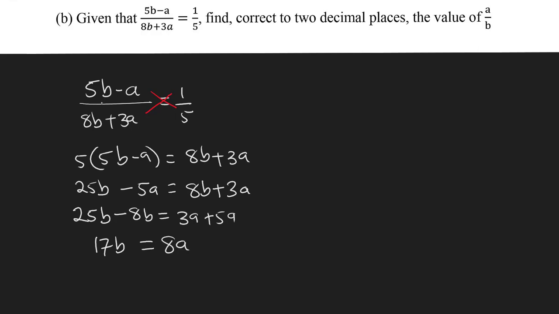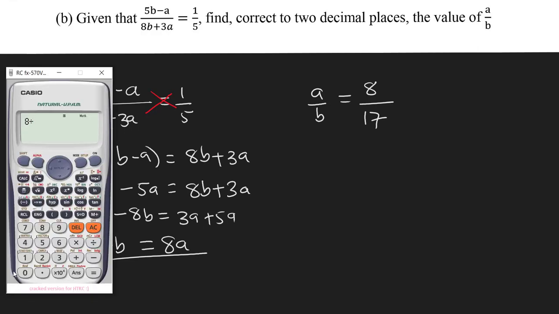Are we there? Now remember that the question says we should find the value of a over b. Going back to our solution, we find the coefficient of a, that is the multiplier of a, and the coefficient of a is 8. So that will be our a, 8 all over. What's the coefficient of b? That is the number multiplying b, which is 17. So a over b is 8 divided by 17.